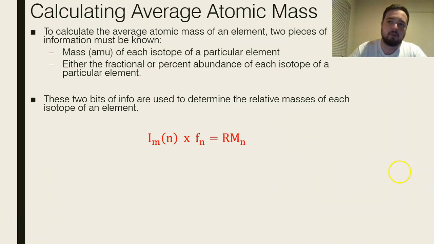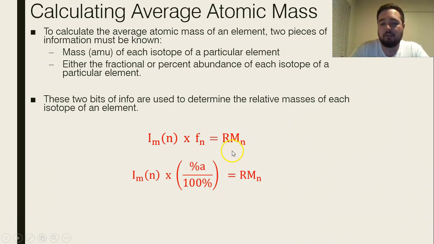So this is kind of weird notation. The way I said it is that the fractional abundance of that particular isotope times the mass of that particular isotope, which is n, where n is just the number of the isotope, 1, 2, whatever, is equivalent to the relative mass of that isotope. Another way you can think of it too is that if you take the percent abundance divided by 100%, that's the same thing as fractional abundance. So you can do both ones.